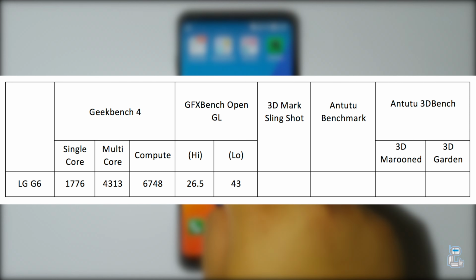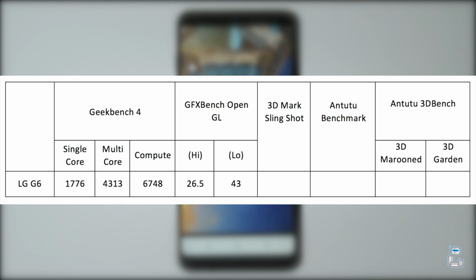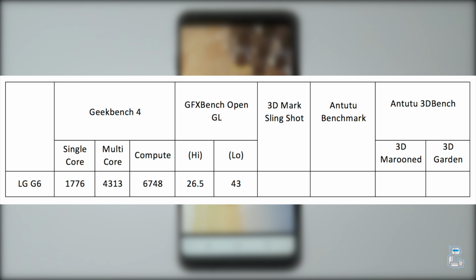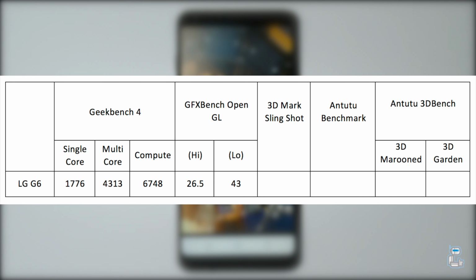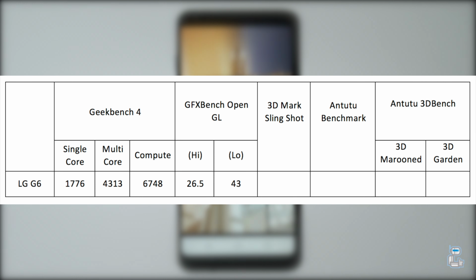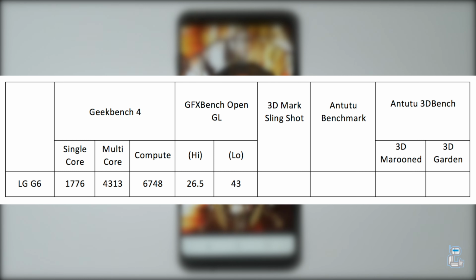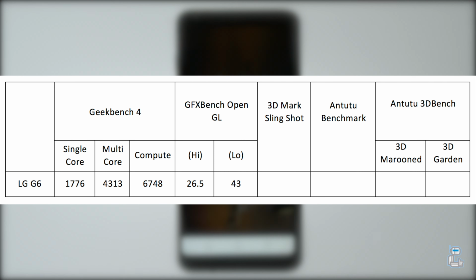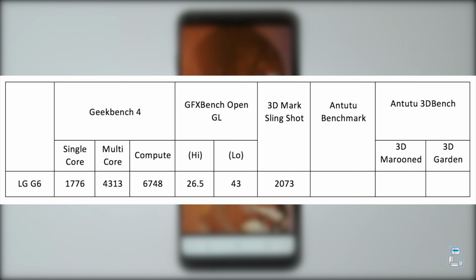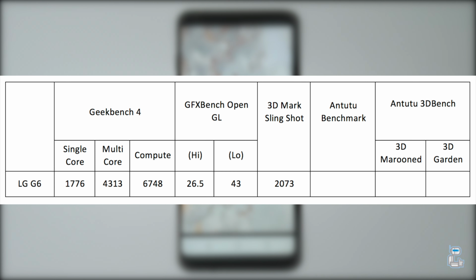The next test that I did run was Slingshot from 3D Mark. Now this gives a score based on how well the smartphone performs based on graphical intensive tasks as well as those that are quite CPU intensive. And as you can see by the results found on the table, I did get a score of 2073.